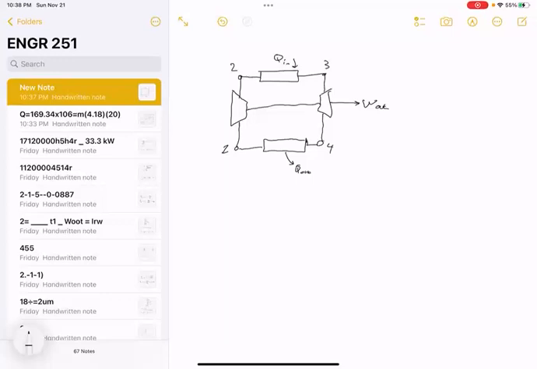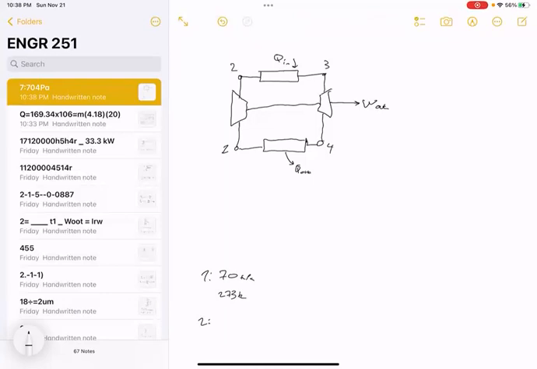Okay, so this is going from state 1 to 2. We know at state 1, we're at 70 kilopascals and 0 degrees Celsius, so 273 Kelvin. Now, what do we know about state 2? Well, we don't know too much about state 2, but we do know that the process from state 1 to state 2 is an isentropic process.